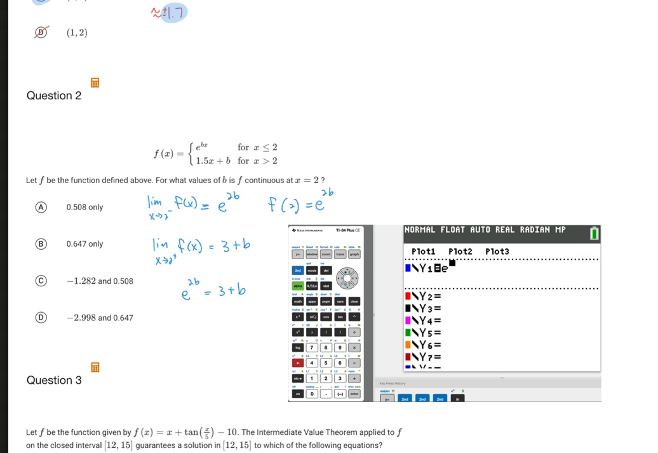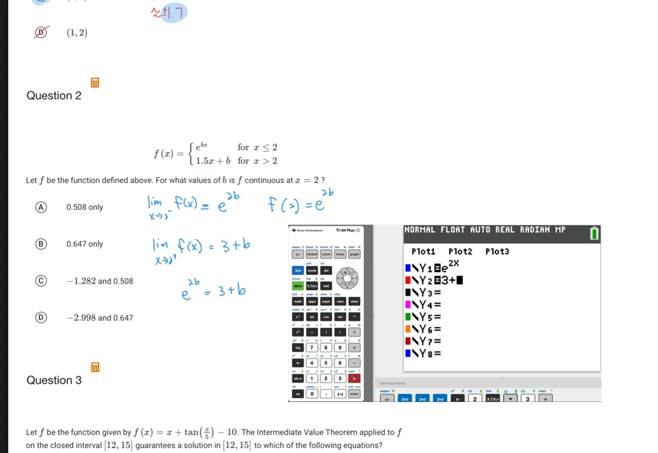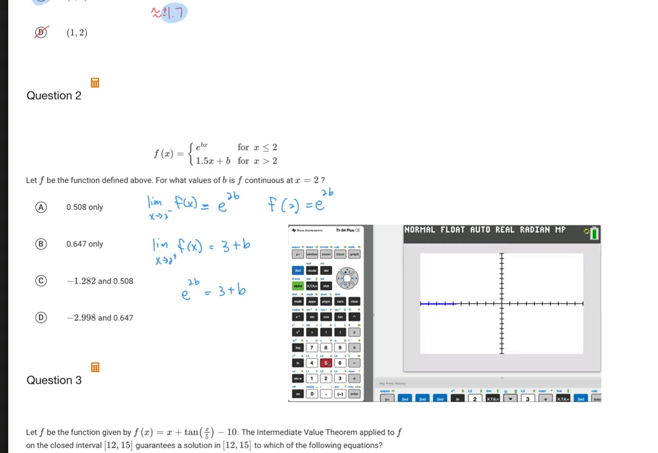So do e to the 2x really. Okay, put that in y1, and then in y2 put 3 plus x. Okay, and then we'll do second trace, which is calc. And then just hit 5 for intersect, because we want to find the intersection.